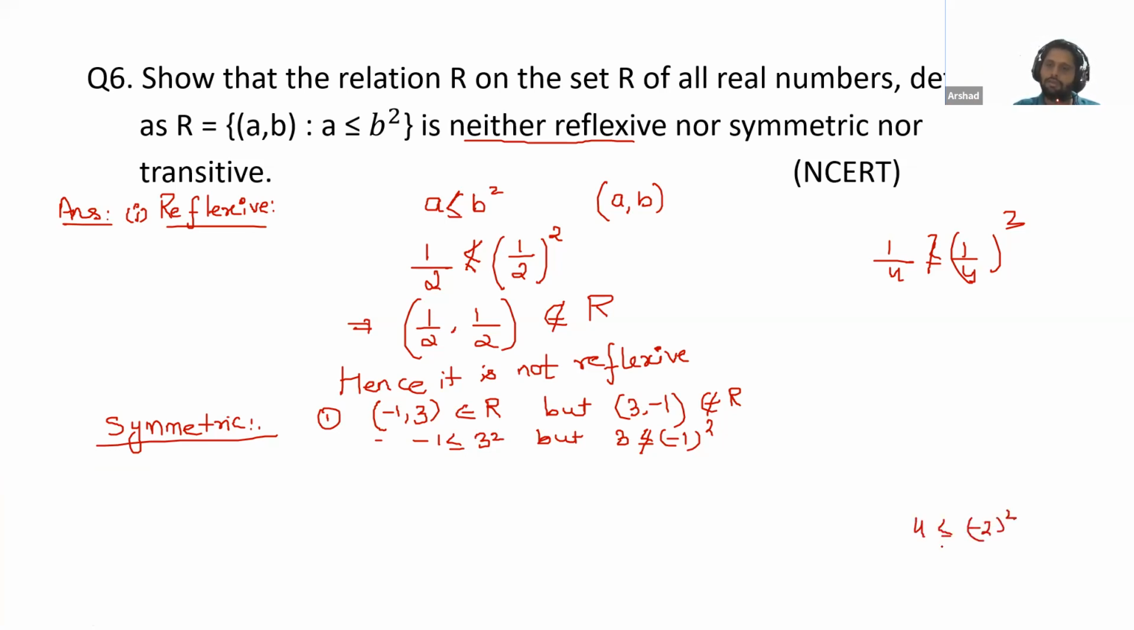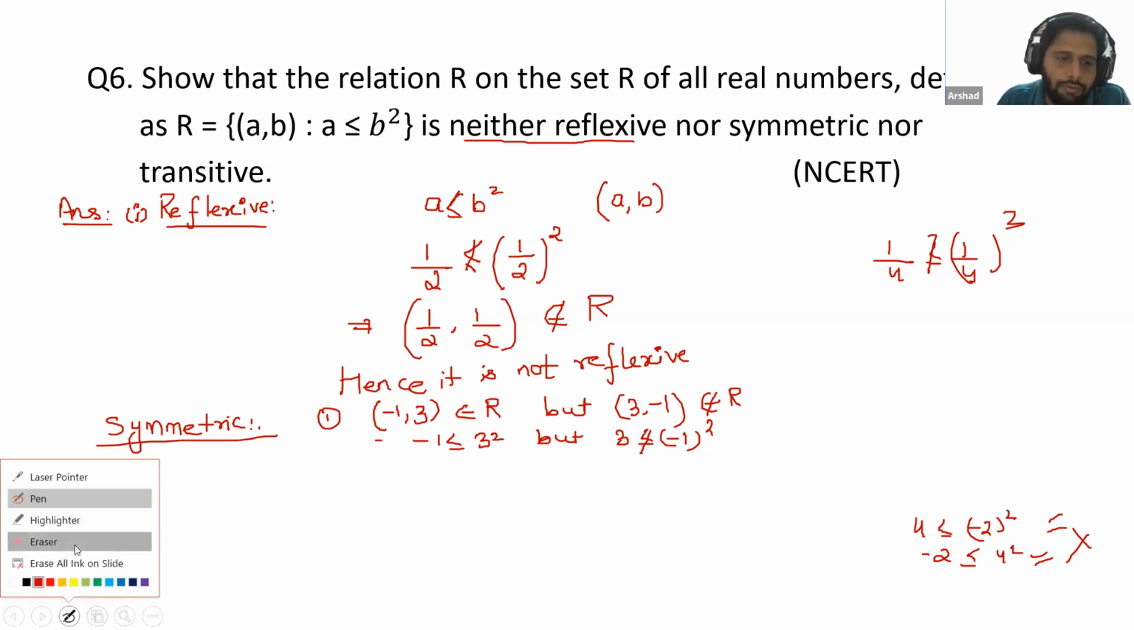This is correct. So you are saying -2, but -2 is less than or equal to 4 square. This is also correct. For both it is correct, so this is not the correct example. We need to take an example which will not satisfy this. Okay, so symmetric is done.